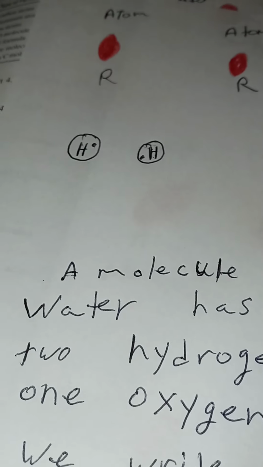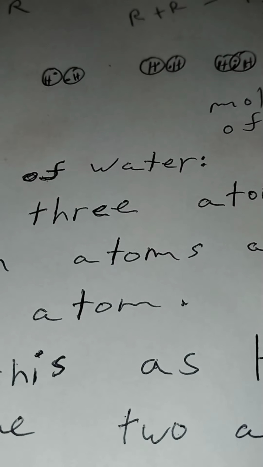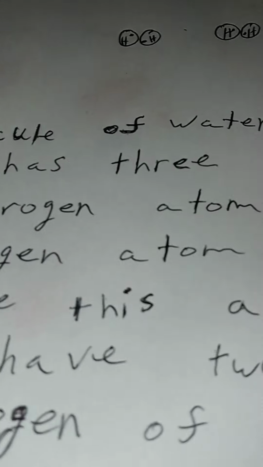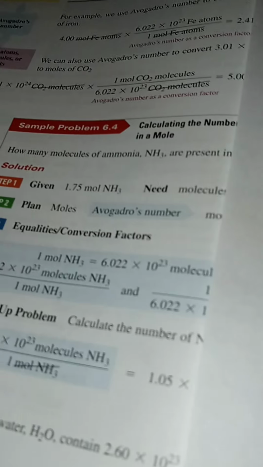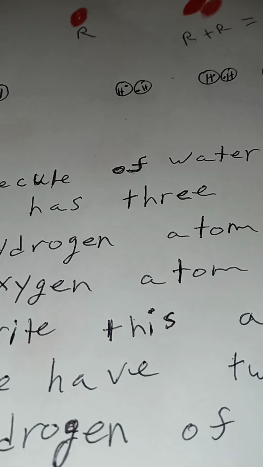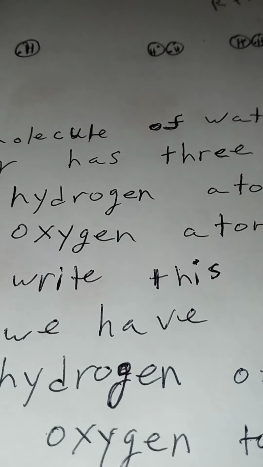Now, a molecule of water has 3 atoms: 2 hydrogen atoms and 1 oxygen atom. When you have 2 or more atoms of a different kind, like hydrogen and oxygen, come together, you have what is called a compound. And a compound can make a molecule. Let's say, for example, water.